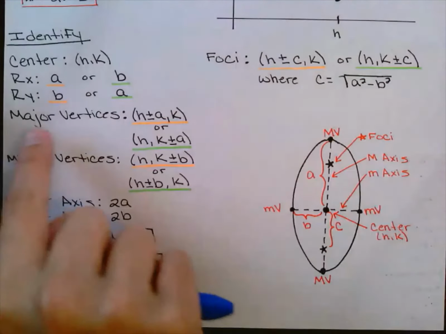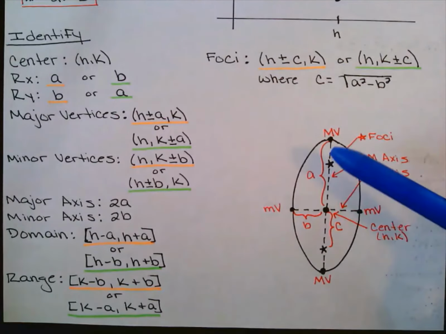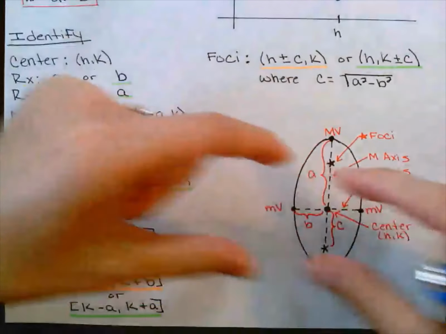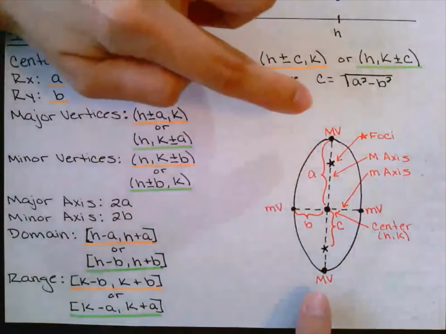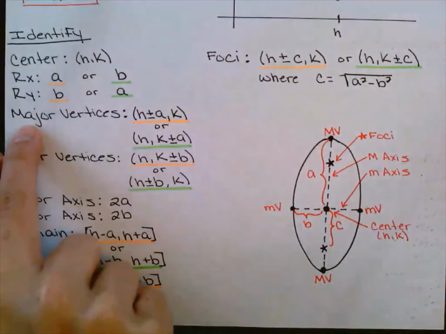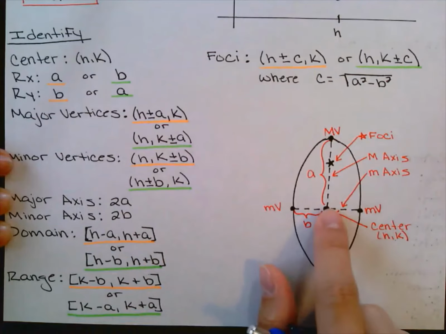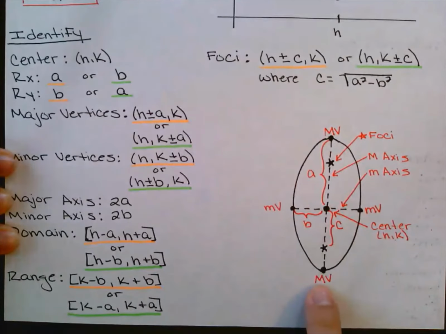Now, my major vertices are the endpoints on the longest side of my ellipse. So, again, if it's stretched up and down, then it's those endpoints. If it would have stretched horizontally, then it would have been those endpoints. I use a capital M to represent major vertices, right? So if you just find your center, you're going to then, to that x value, add up the radius and add down the radius, and then you can find the ordered pairs, okay?